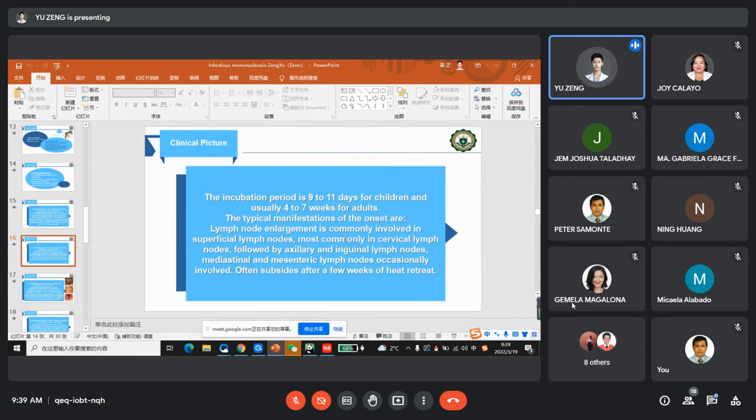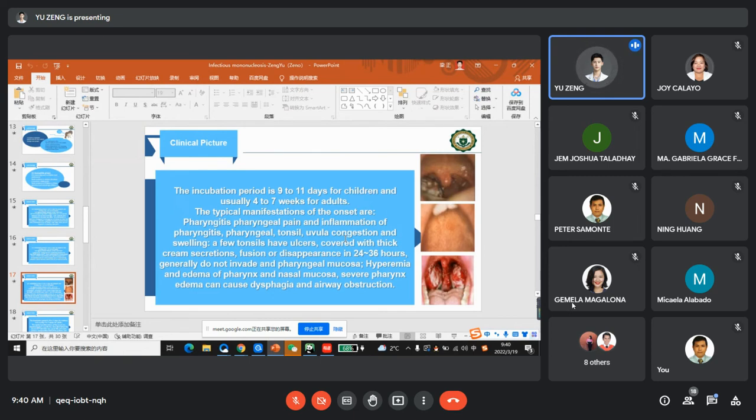The incubation period is 9 to 11 days for children and usually 4 to 7 weeks for adults. The typical manifestations of the onset include lymph node enlargement, commonly involving superficial lymph nodes, most commonly the cervical lymph nodes, followed by axillary and inguinal lymph nodes. Mediastinal and mesenteric lymph nodes are occasionally involved. It often subsides a few weeks after the heat retreat.